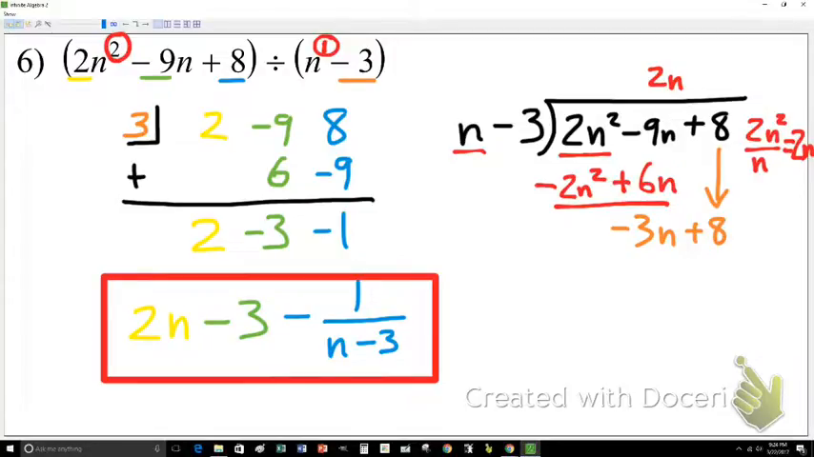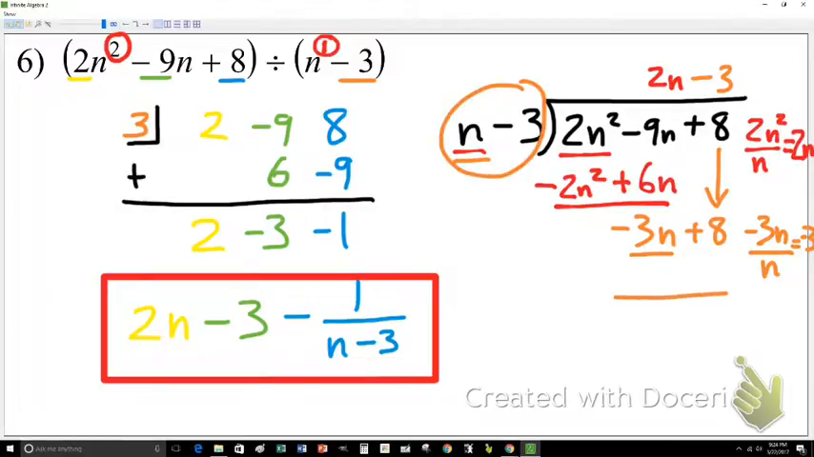So we're going to take this leading term and divide it by the leading term in our binomial. Okay? So we take the negative 3n divided by the n, and that gives us, of course, negative 3. Okay? So we take that negative 3 and place it up top here. So minus 3 up top, in the constants. And then we take that negative 3 and multiply it by our binomial and place the answer underneath these two terms here.